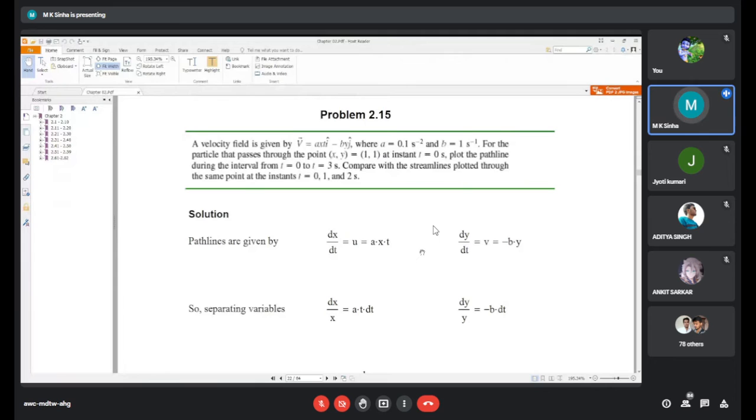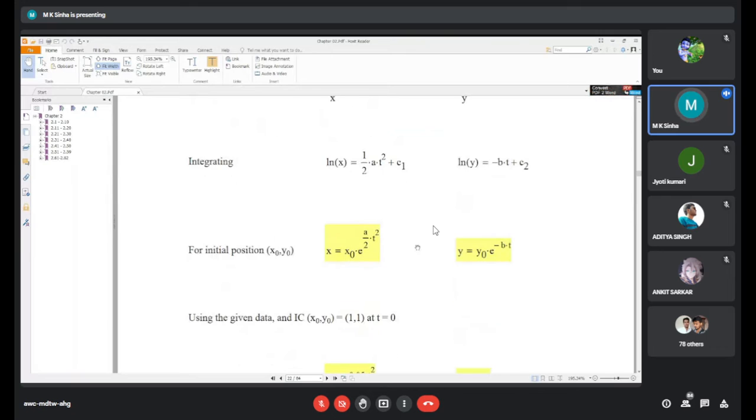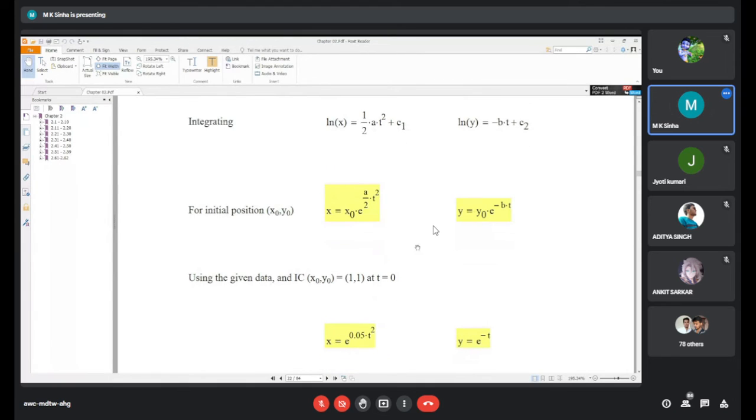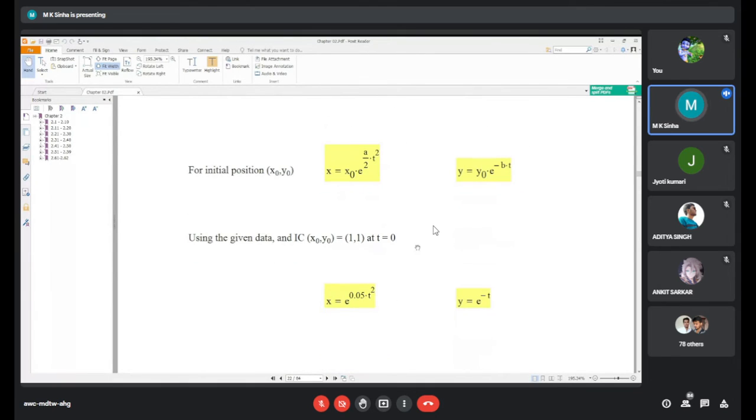Initial conditions are given through the point (1, 1) at t equal to 0. So please check: initial conditions x0, y0 equal to 1, 1 when t equal to 0. We know the equations for the path line or positions x and y. By substituting the value of the constant, x will become e to the power 0.05 t squared, and y equal to e to the power minus t.